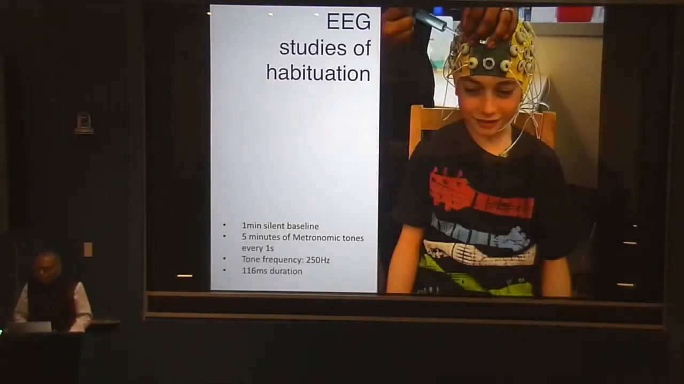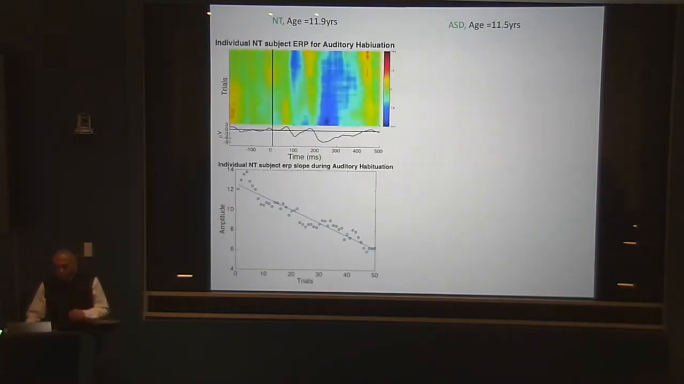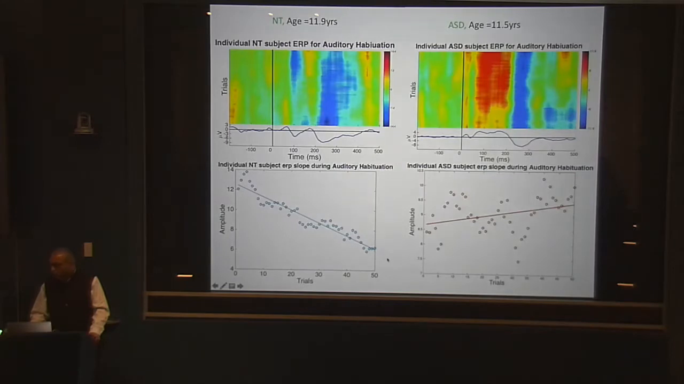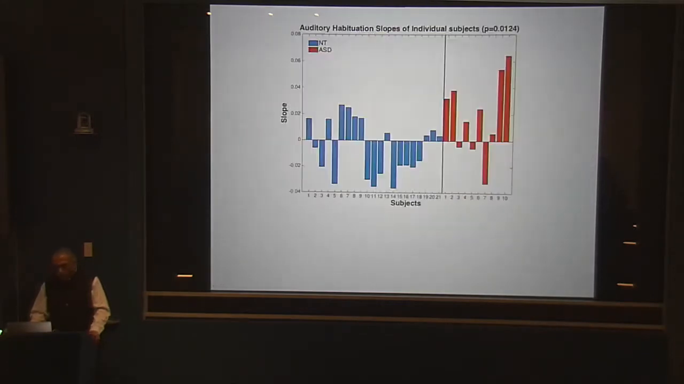Finally, EEG. So essentially the same paradigm as in MEG. We are having the person listen to these auditory metronomic sequences, and we are looking at the strength of the evoked potential, and that evoked potential over time is decreasing. For autistic subjects, it's not. And here is the bar plot that you have now become familiar with.